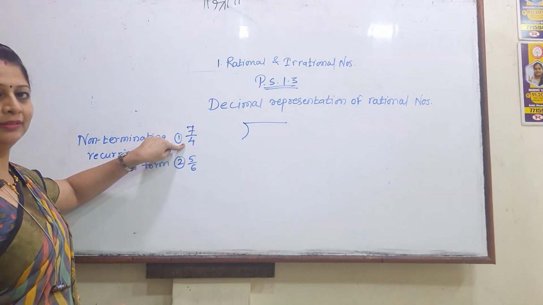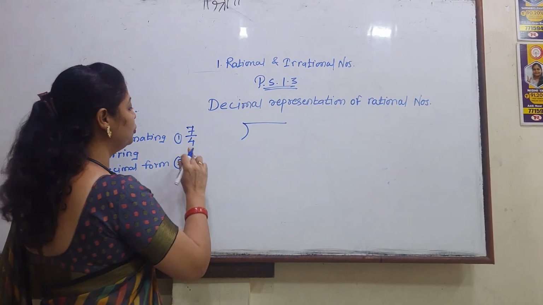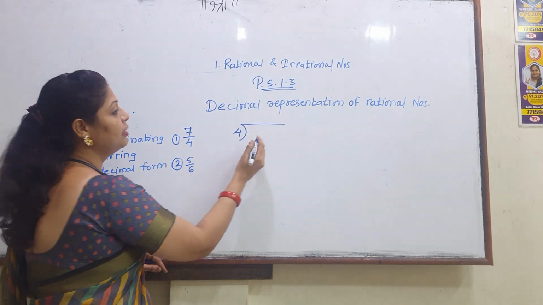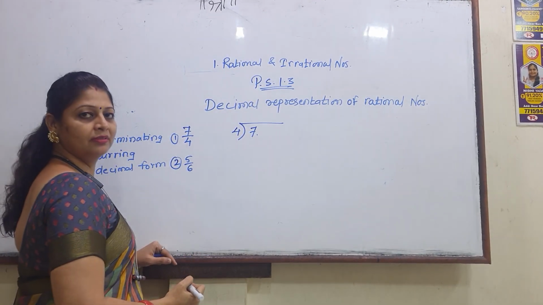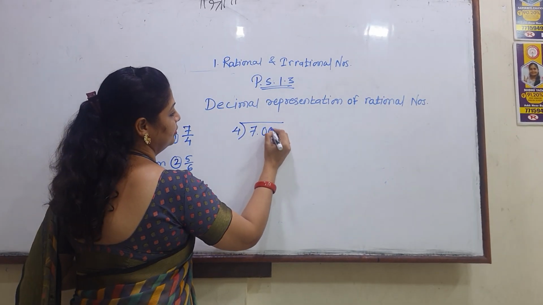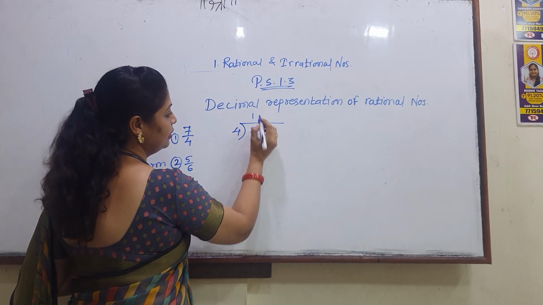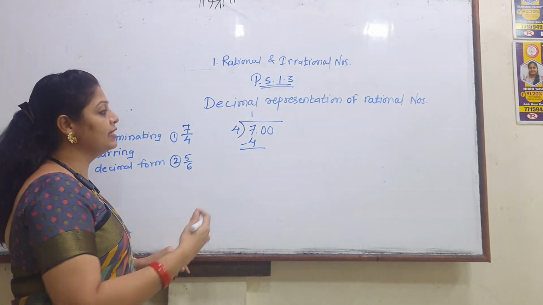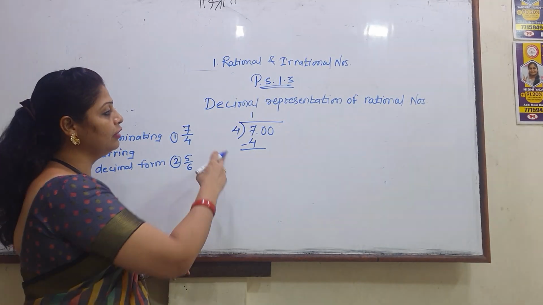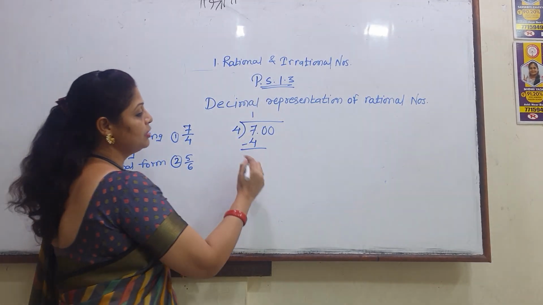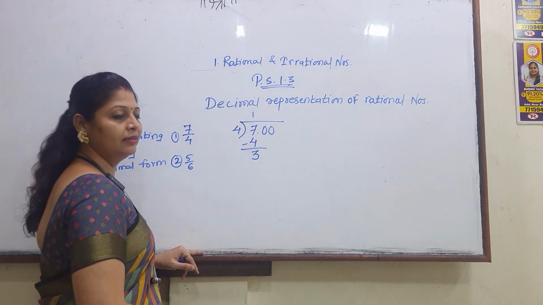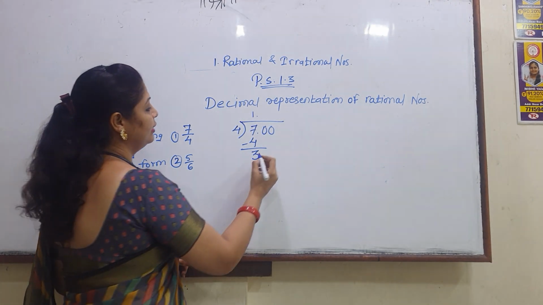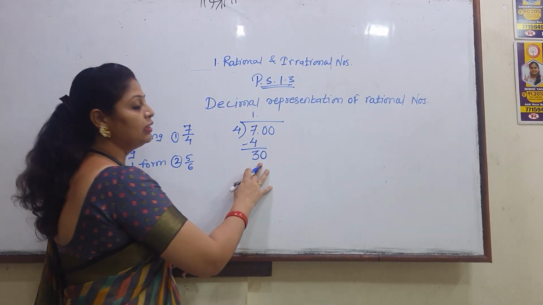See, numerator and denominator. When we divide the number, we have to write the denominator outside the sign, and the numerator inside the house. Got it, children? Now 7 ones are 7, but we take 4 ones are 4. Now 7 minus 4 we get 3. Afterward we put the decimal point on the quotient, and now we write down 0, so 30 is there.